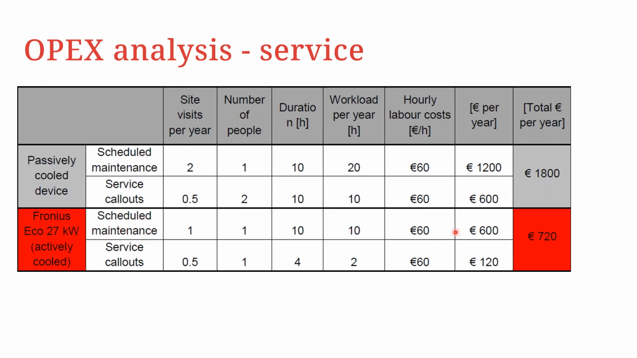For the Fronius Eco 27, you will spend about 600 euros for the scheduled maintenance and about 120 for the service callout. So you have quite a big difference between the totals of the 2 systems. And therefore, this is a huge impact that you would have for the Fronius Eco compared to the passively cooled inverter. So the more you pile onto the OPEX as far as scheduled maintenance and service callouts are concerned, the longer your return on investment period becomes.